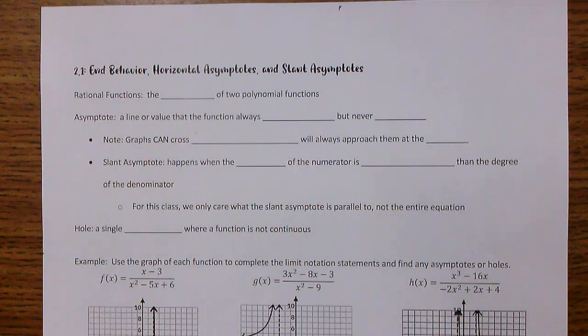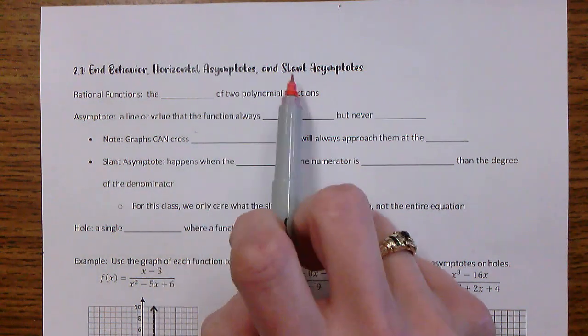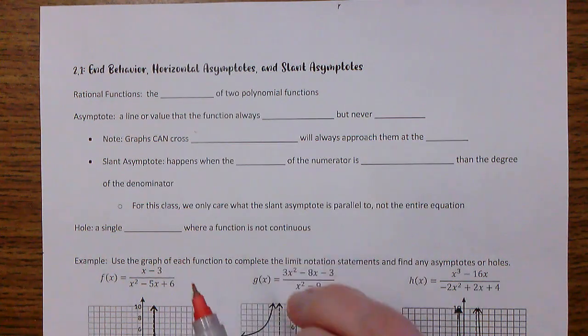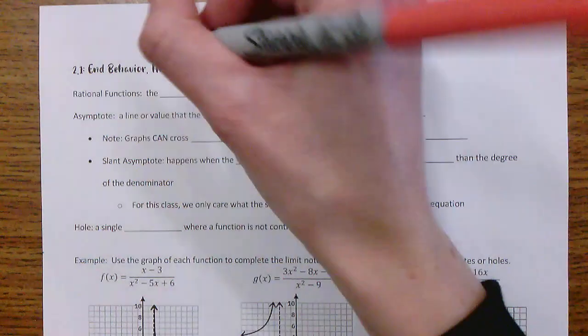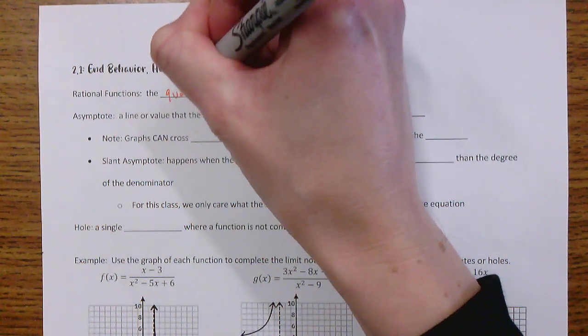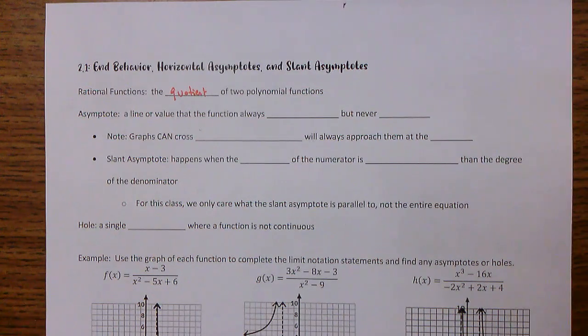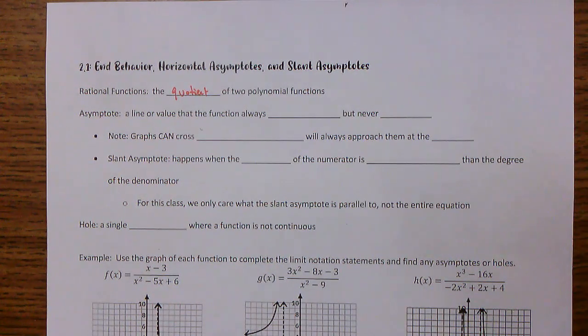So today we are introducing the topic of rational functions, and within that we're going to talk about the end behavior, the horizontal asymptotes, and slant asymptotes from those rational functions. So first off, what is a rational function? A rational function is the quotient of two polynomial functions. When you take two polynomial functions and you divide them, that's a rational function.